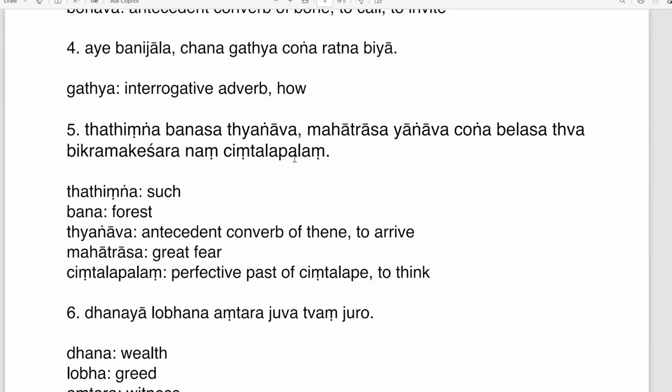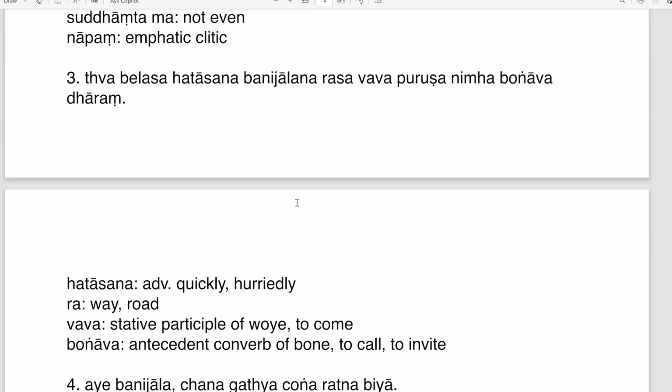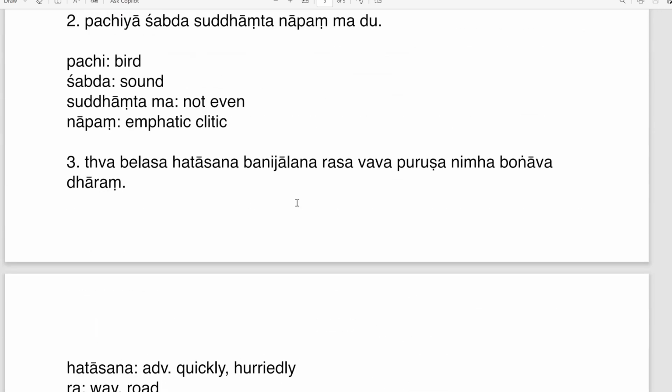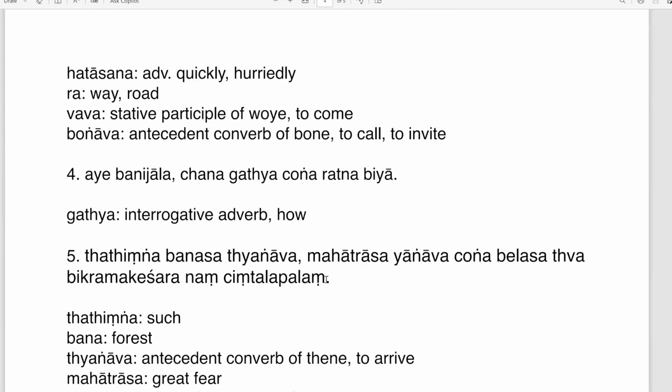What is the difference between Lapana and Goja Lapa? Lapan and Lapan. Where? The sentence of the textbook, the last one. Oh, okay. Koja Lapan. Oh, this one is co-verb. This is co-verb, and this is the perfective past. Oh, okay.